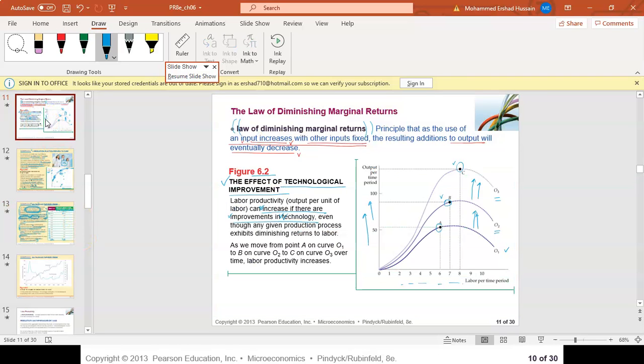See, innovation. Because of this innovation, the curve is shifting up with the same labor as before. Look at that. You can now produce more. Before you were producing this, now you can produce more. Or before you were producing this on this O2 curve, now the same labor can produce more. See that?